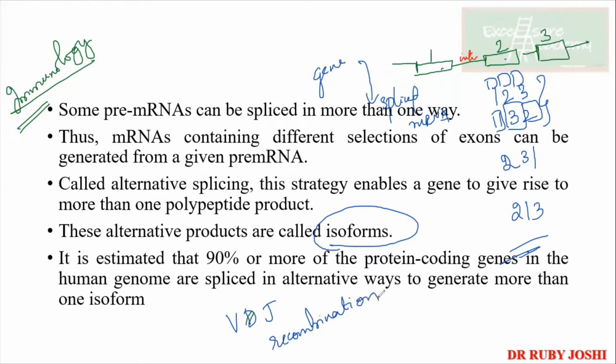Have you heard about VDJ recombination with respect to immunology? Ever heard about this? No one? Okay, it's okay. At this point it is not that crucial. The thing is that this VDJ recombination is important as part of immunology. This is actually a mechanism of somatic recombination.